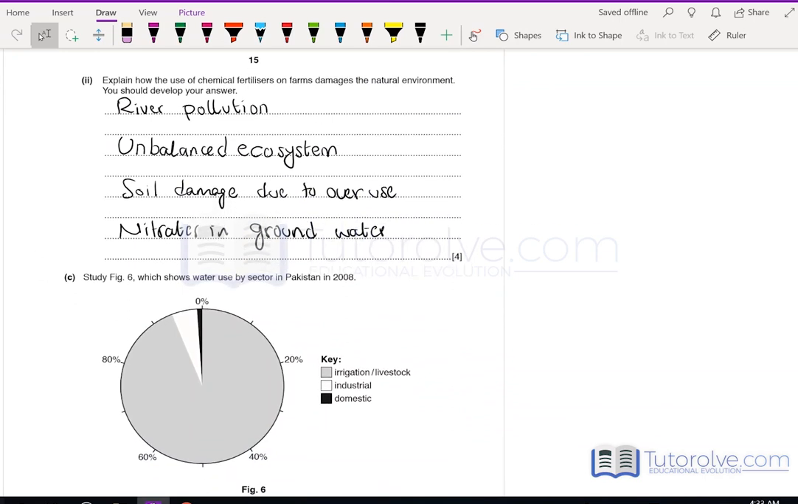One of the reasons is river pollution. There's always a chance of unbalancing the ecosystem. The soil gets damaged, and there is an increase in nitrates in groundwater, which makes the groundwater undrinkable, leading to a lot of diseases and chronic problems.